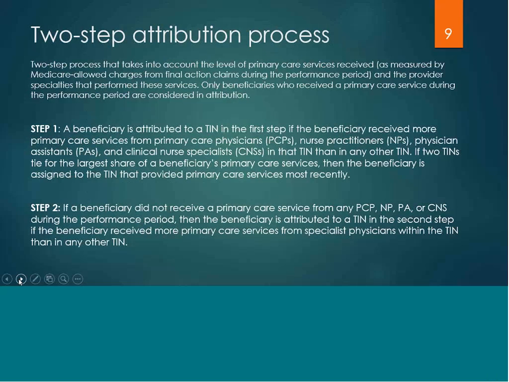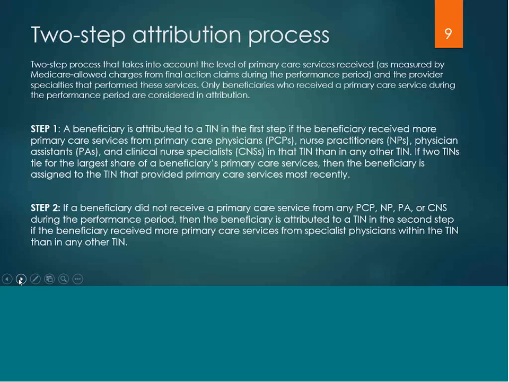Step 1. A beneficiary is attributed to a TIN in the first step if the beneficiary receives more primary care services from a primary care physician, nurse practitioner, physician assistant, and clinical nurse specialist in that TIN than in any other TIN. If two TINs tie for the largest share of a beneficiary's primary care services, then the beneficiary is assigned to the TIN that provided primary care services most recently.